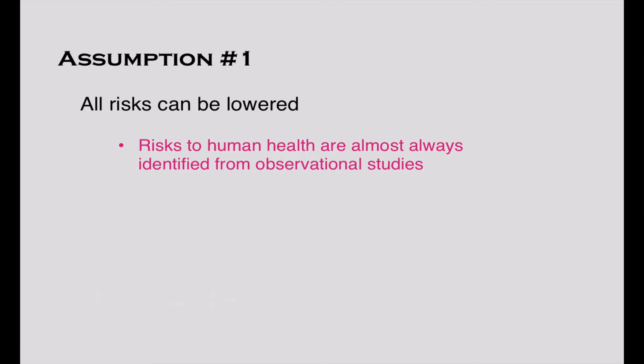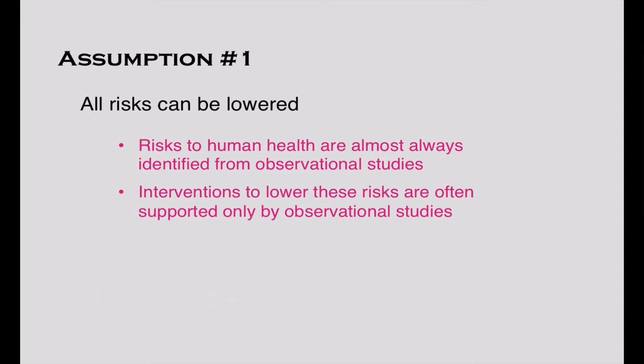And let me give you just a little background. Risks to human health are almost always identified from observational studies. Interventions to lower these risks are often supported only by observational studies. And finally, observational studies are subject to confounding. Let's go over the two basic study types.